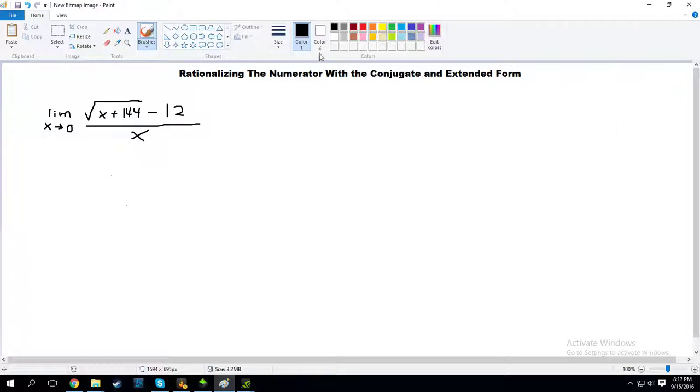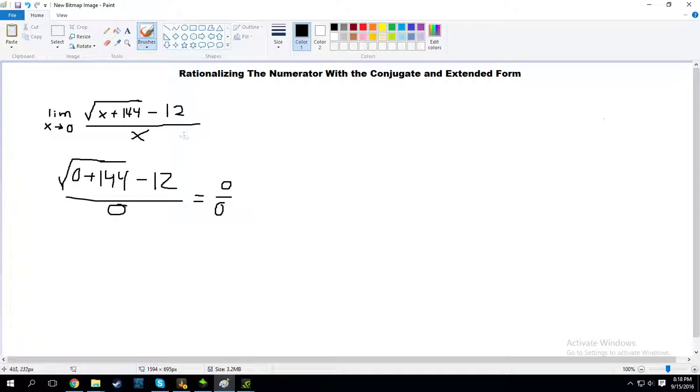This is a video tutorial on how to rationalize the numerator with the conjugate and extended form. Now, like any limit problem, the way to find the limit is to replace x with whatever number it's approaching. So here it would be the square root of 0 plus 144, minus 12, over 0. After some simple algebra, this will resolve with 0 over 0, which of course is the indeterminate form.